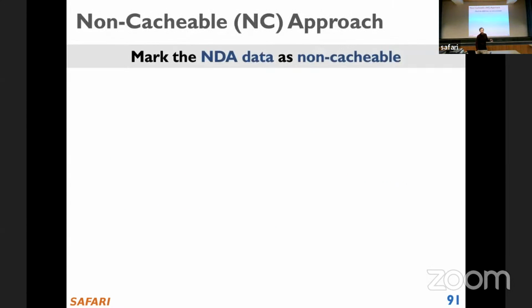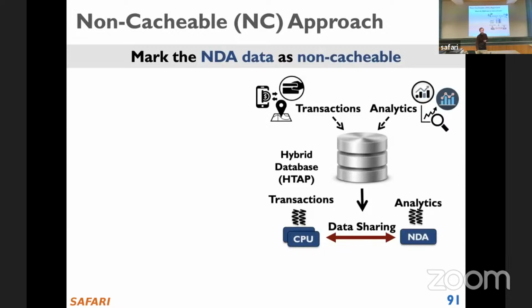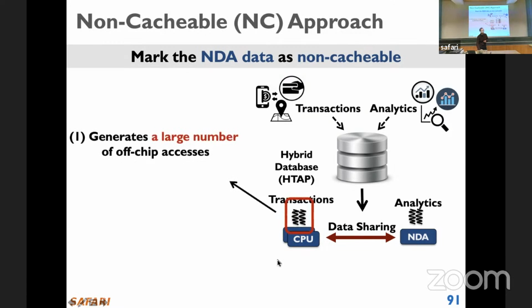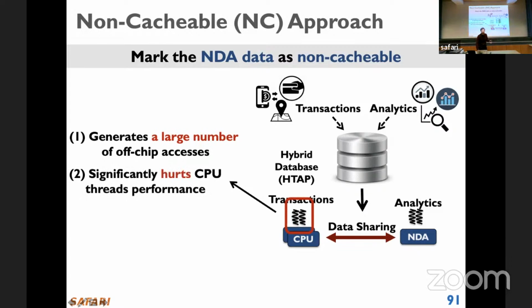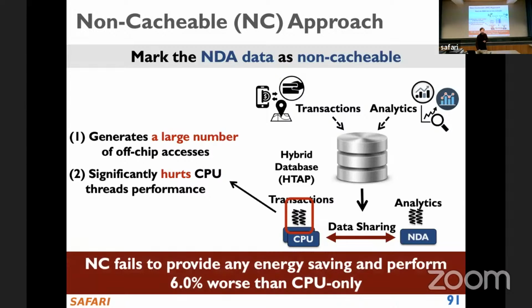So let's take a look at the non-cacheable approach. You mark the NDA data that the processing in memory PIM system is operating on as non-cacheable, meaning that the CPU never caches it, right? Okay, this doesn't sound very good because you're not taking advantage of the cache hierarchy of the CPU for workloads that benefit from it. As a result, you generate a large number of off-chip accesses and significantly hurt CPU thread performance. And it's actually very bad.